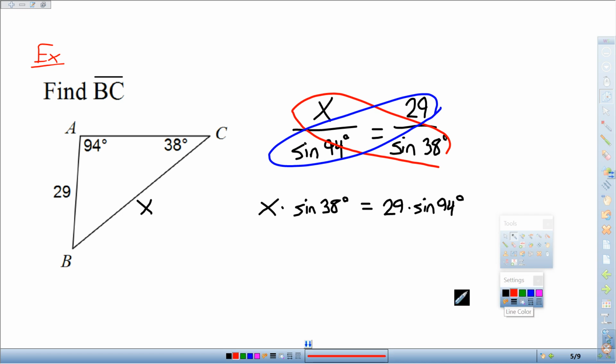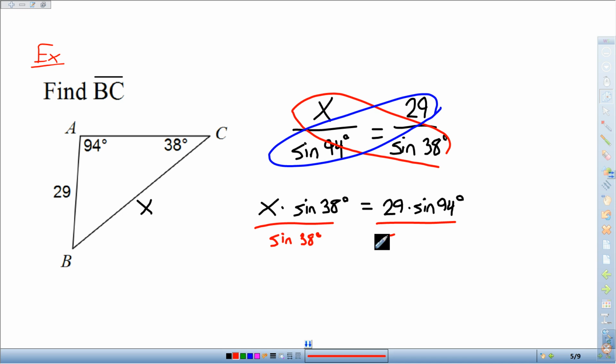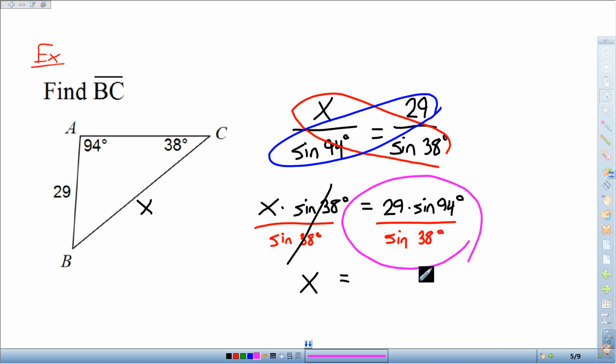Okay, cool. And then basically last step, solving for x, get rid of sine 38. It's being multiplied, so we divide by sine 38. Okay, if we did it to the left, we've got to do it to the right. All right, so yeah, these are gone. I've got x on the left, and over on the right, again, this is what you type into your calculator. All right, this is maybe the big thing, making sure you're actually typing this in correctly. So do this with me and make sure it's looking good. So let's start with 29 times sine 94.